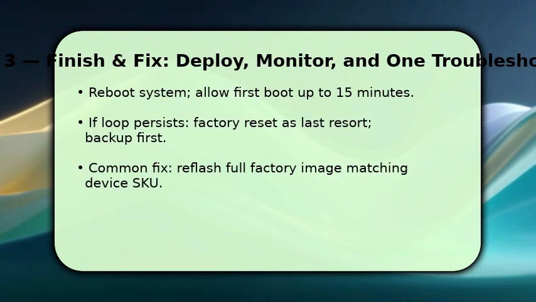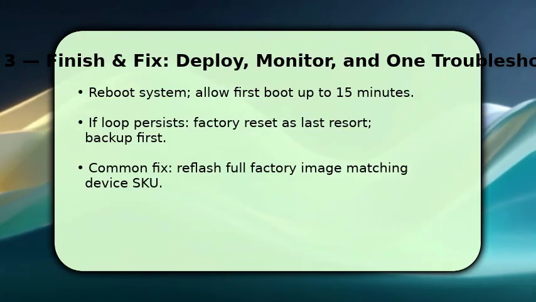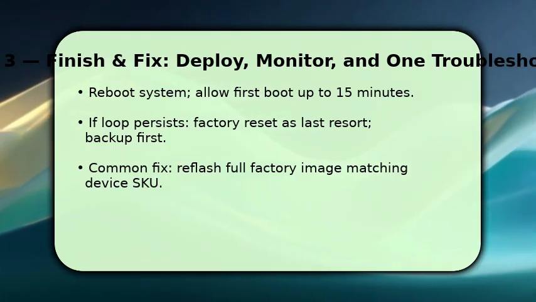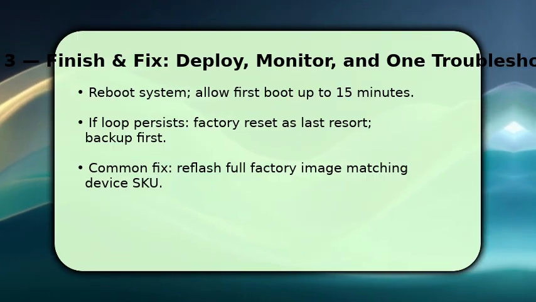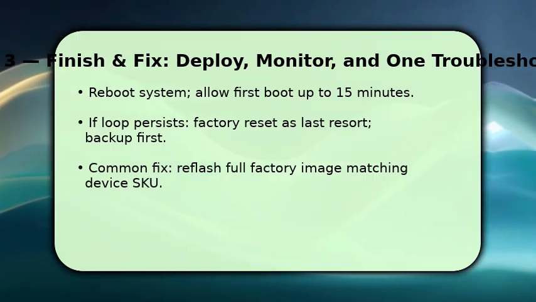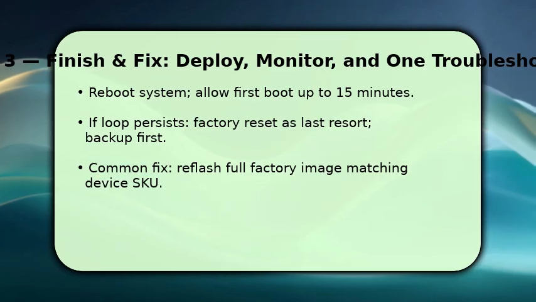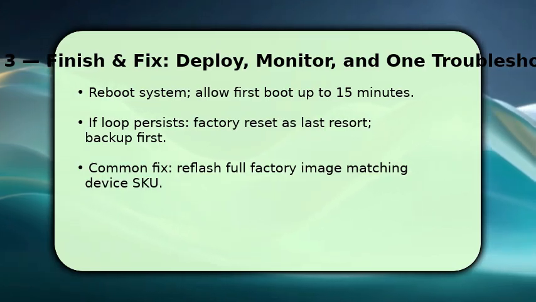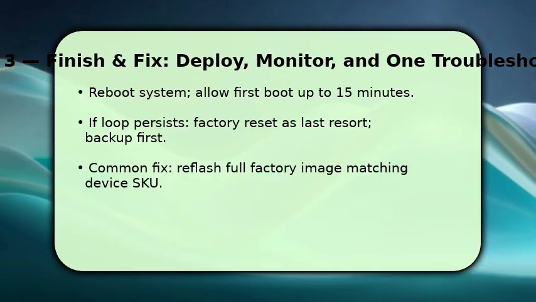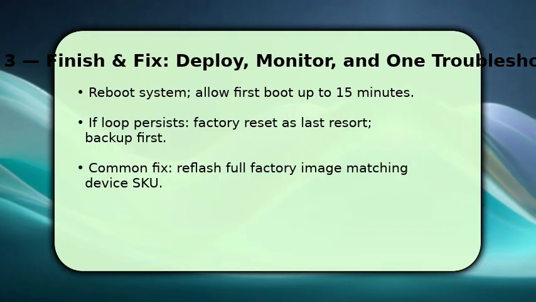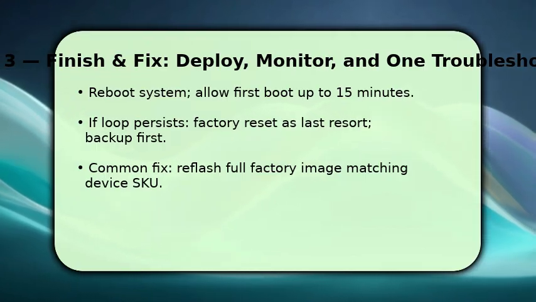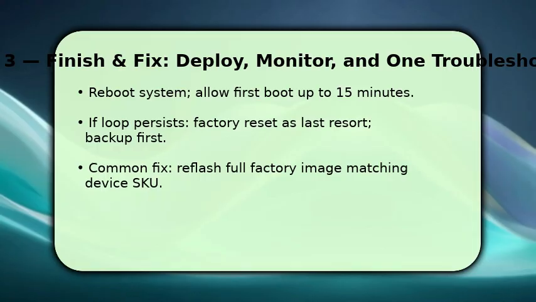You finish by rebooting into the system and watching the first boot. Allow up to 15 minutes, because optimizations can take time. If the device still loops, back up what you can from recovery or via ADB, then perform a factory reset as a last resort, since this clears user data, but often resolves persistent corruption. If that fails, reflash the full factory image that exactly matches your device SKU and carrier variant.